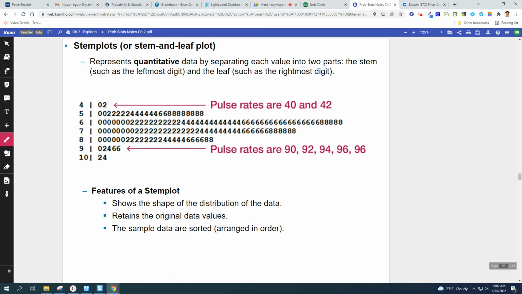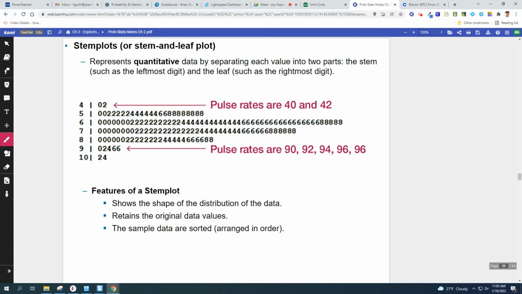Stem plots, or stem and leaf plots, represent quantitative data, that's numbers, by separating each value into two parts: the stem, such as the leftmost digit, and the leaf, such as the rightmost digit. I think this is a little bit tricky to look at. It looks confusing just because of the way it's laid out. When I think about stems and leaves, I think about plants, or in math, we talk about tree diagrams.